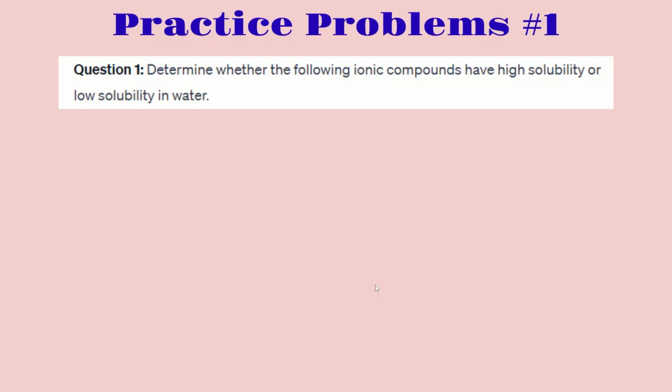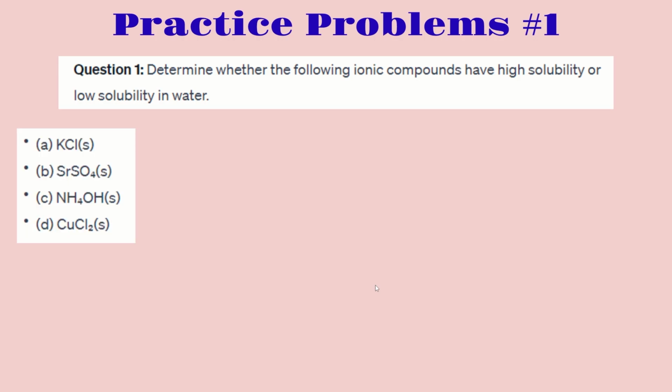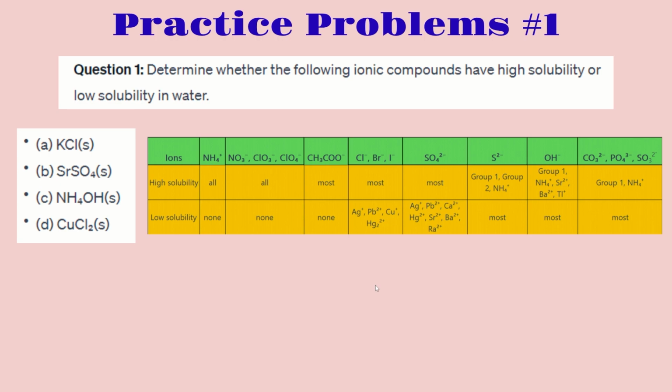Now we're going to go over some actual practice problems to further enhance our understanding. For question number 1, we need to determine whether the following ionic compounds have high solubility or low solubility inside of water. These are the different compounds that we're going to go over. I'm just going to go over the first one for example, and for the rest of them you can try them out for yourself. Once again, here's the same table so that we can look at it to do this question. Let's go over the first one.